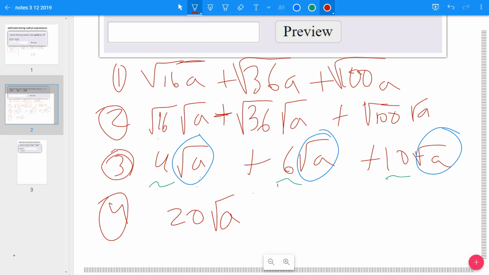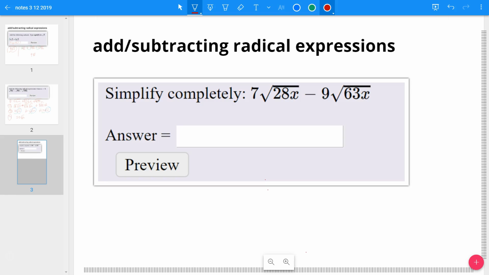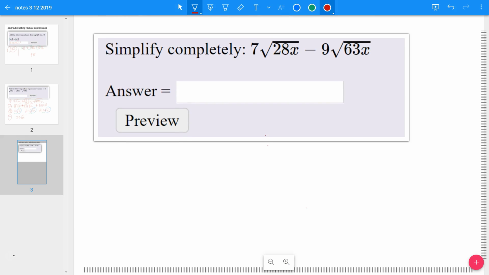And let's do the last one. That one looks like this: 7 times the root of 28x minus 9 times the root of 63x. Right now, what you need to observe is that 28x and 63x are clearly different expressions. So you can't just combine this by doing 7 minus 9. You need to make the expressions under the root symbols look the same. So for that reason, I'm going to do it this way.